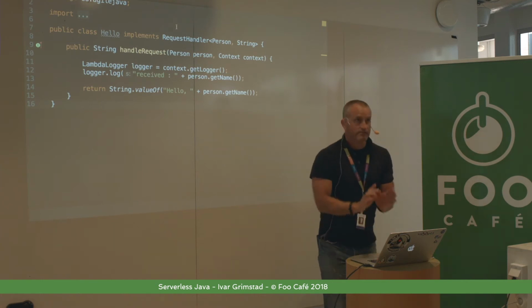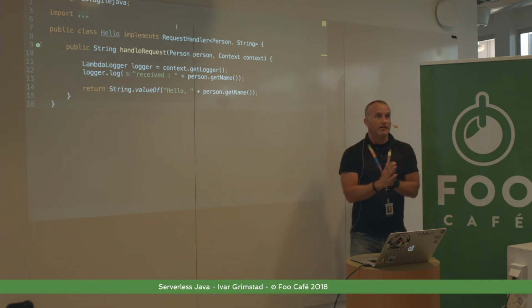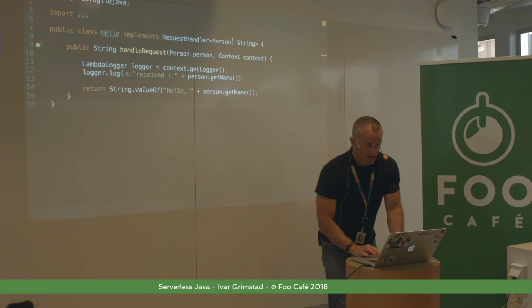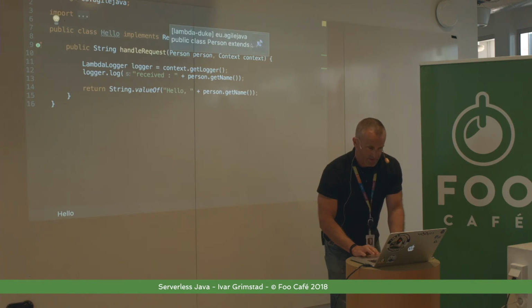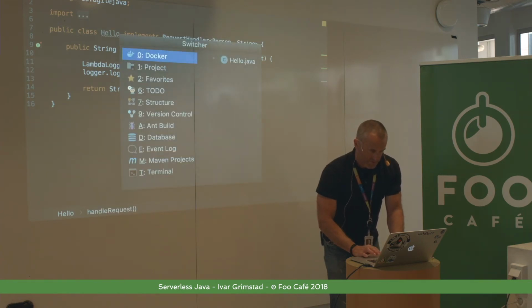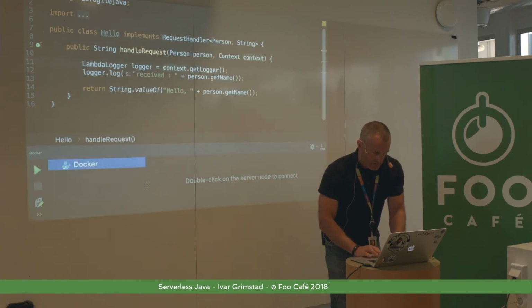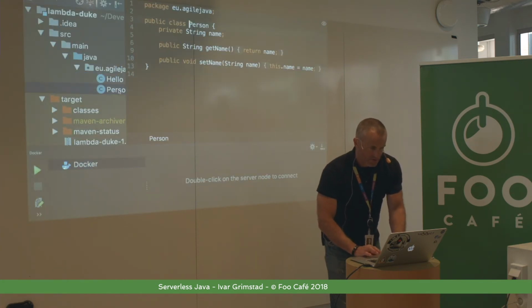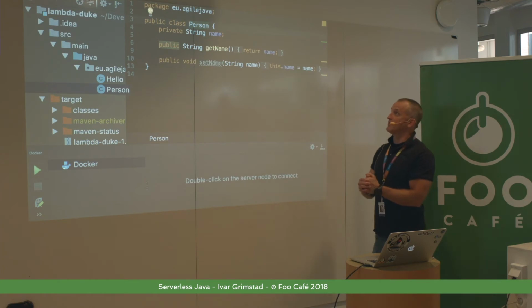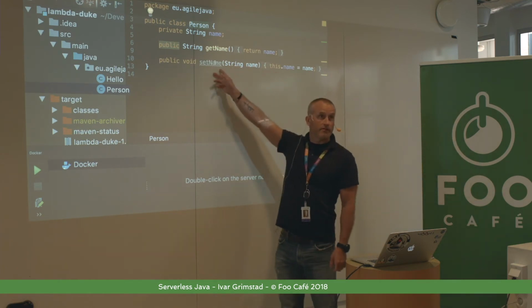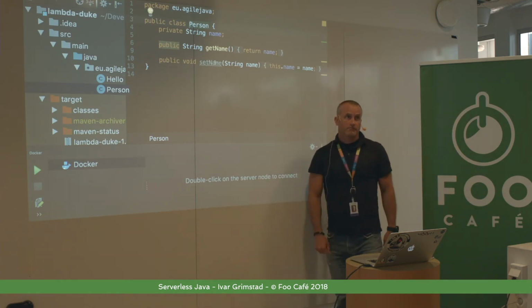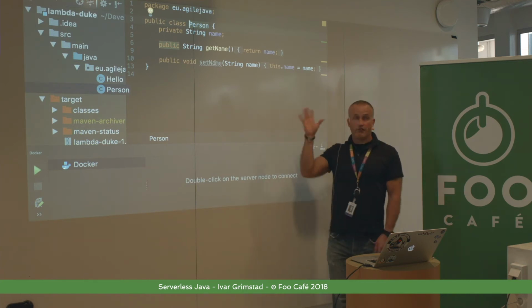Hey, question. Yes. That person, was that some kind of deserialization from JSON? Yeah, the person object is, let me go into it here. See, the person object is just a dumb data object. It just has a name. So essentially, the client can specify the JSON. Yeah. I'll show how to invoke it.